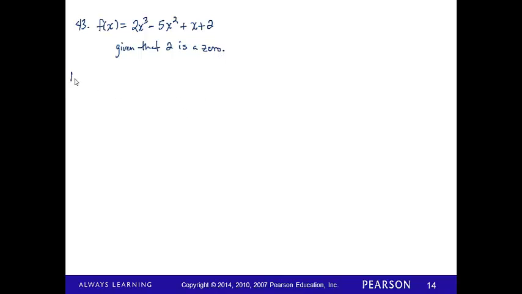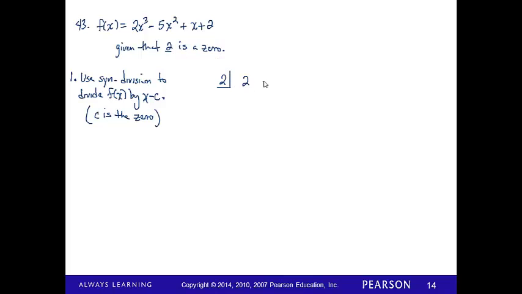Okay, so the first thing you need to do is use synthetic division to divide f of x by x minus c. And remember, the c comes from the 0. So let's see, 2 backwards L, because 2 is the 0, here is the c. And in quotation, c is the 0. So they say 2 is a 0, so 2 is c. And then you're going to write in your coefficients like before. And let's use synthetic division.